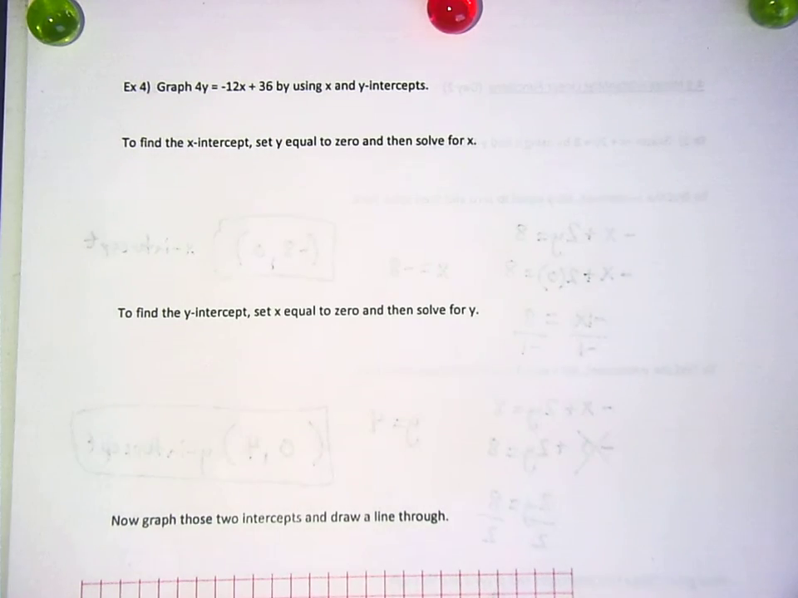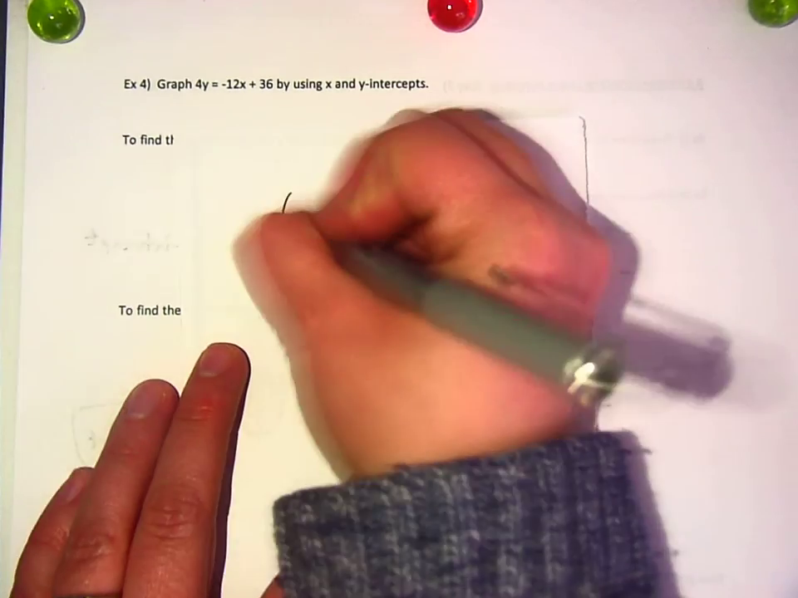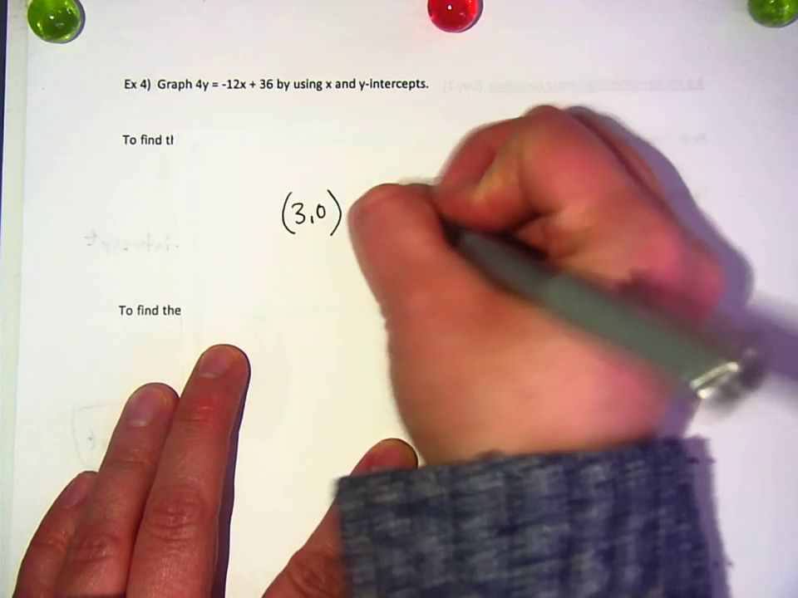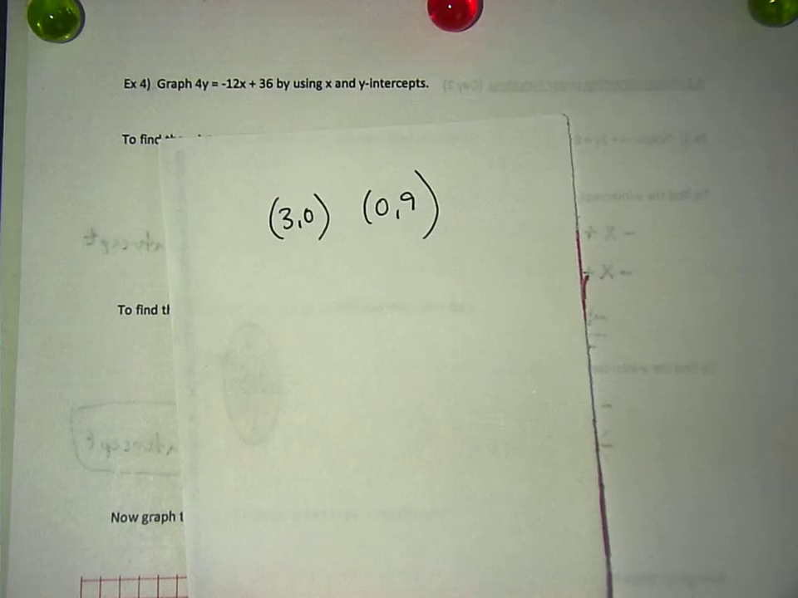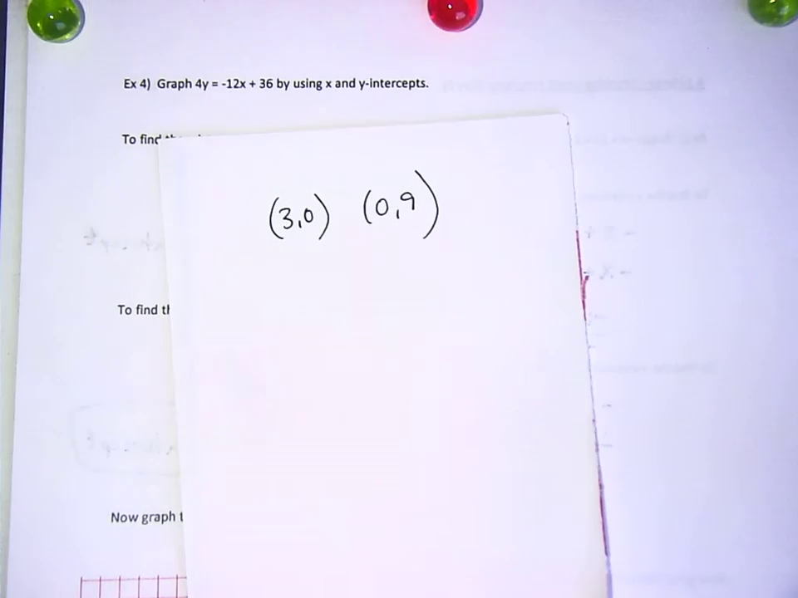If you get stuck, let me know. I'll come help. All right, now the x is 0. Everybody, look up. The answers for this are 3, 0, and 0, 9, so you can see if you're doing well or not. Okay, that's the x-intercept and the y-intercept. Remember, you have to graph them. You have to finish this math. Call me over if you're getting stuck or confused.